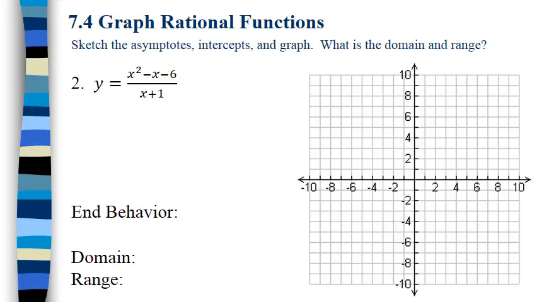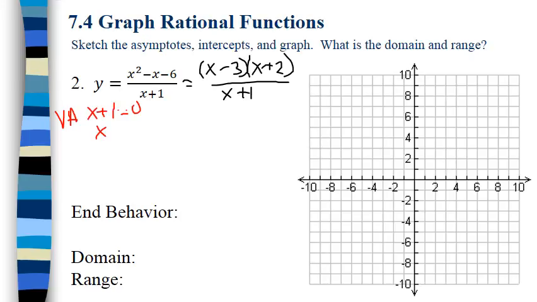So what's always the first thing we do? We have a polynomial, we have to do what with it? Factor it. So we have x minus 3 over x times x plus 2 all over x plus 1, and we're sad because we can't divide anything out. But we can identify a vertical asymptote, right? So we have a vertical asymptote at x plus 1 equals 0. So x equals negative 1. So we have our vertical asymptote at x equals negative 1.